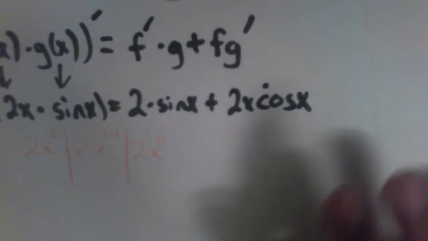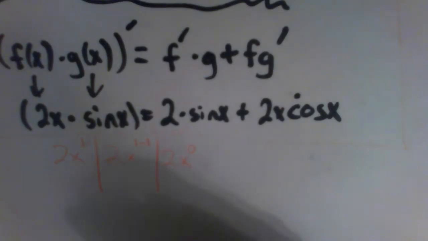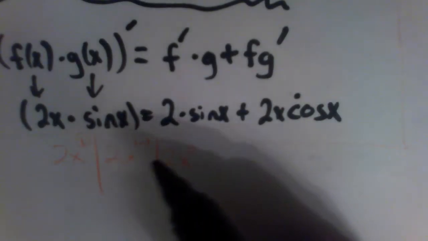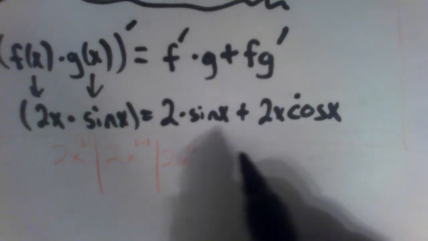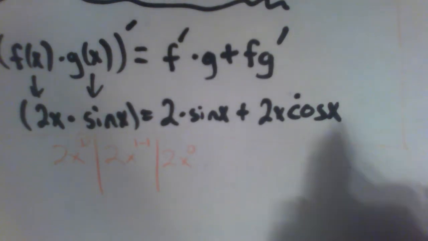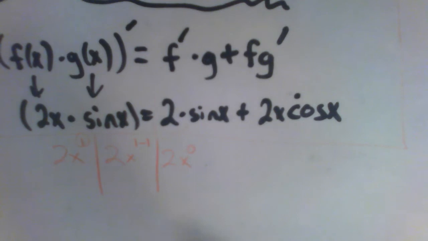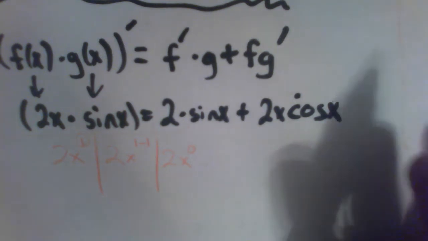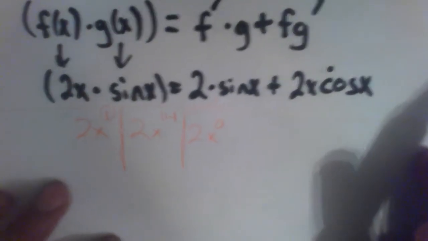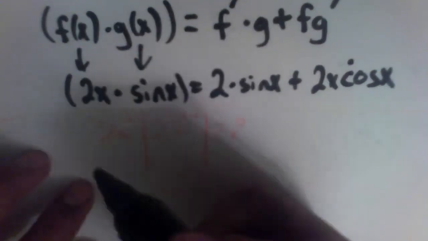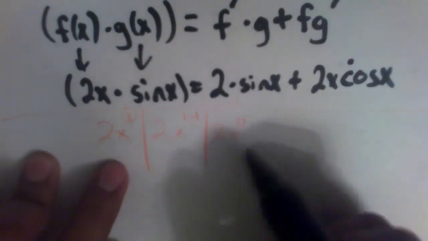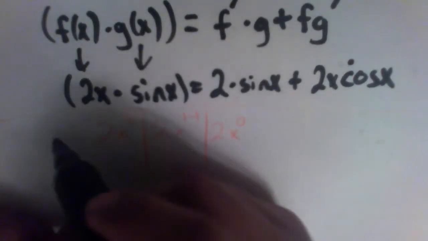So our derivative for this function right here, 2x sine of x, is actually 2 sine of x plus 2x cosine of x, right? That's using the product rule. So this one was a little bit, maybe not tough, but it's the beginning, right? So I'm just going to write over this since the marker is darker.